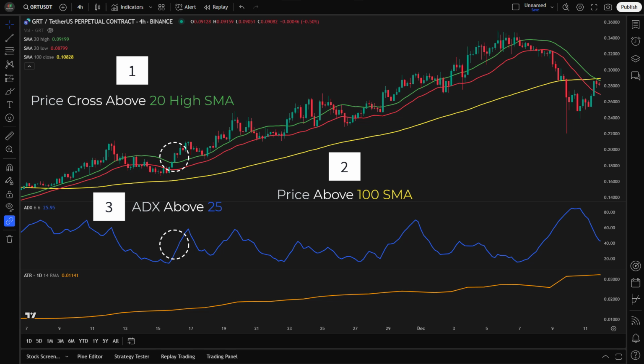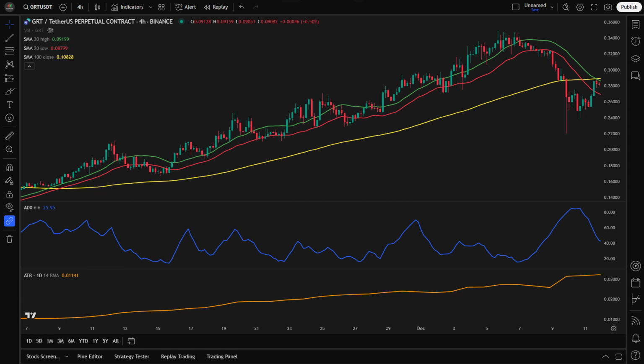No weak trends allowed. Since we're working on a 4-hour time frame, we'll also check the one-day ATR. It must be above 3% of the current price, which ensures there's enough volatility for a reliable trade. Once all of these conditions are met, we'll enter the long trade on the next candle.